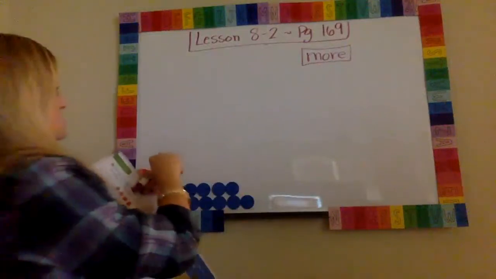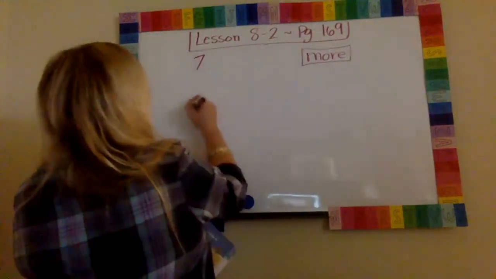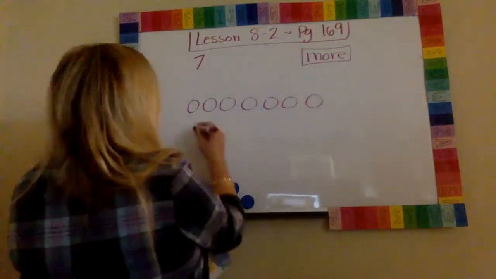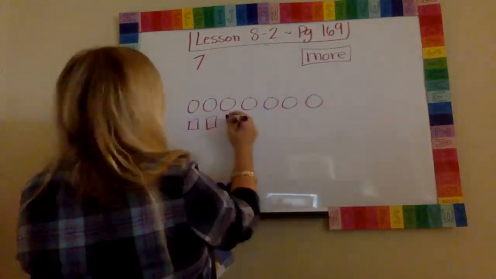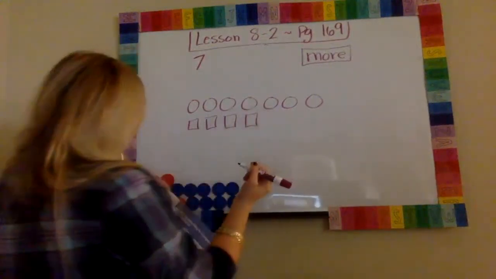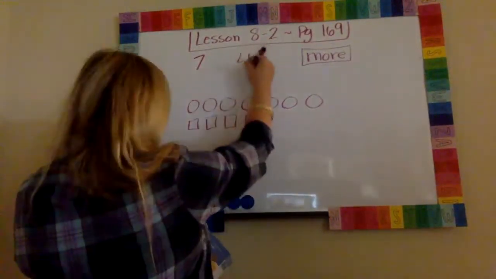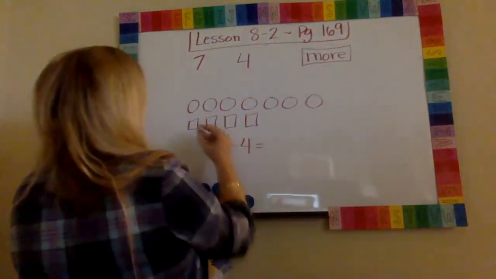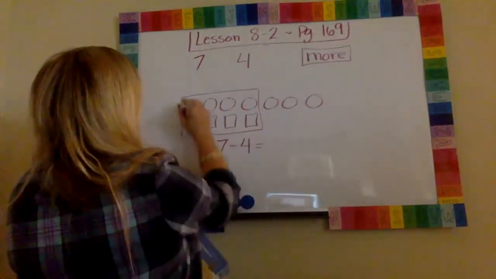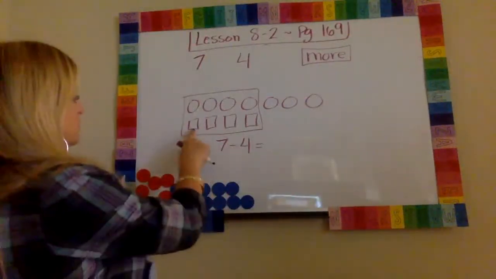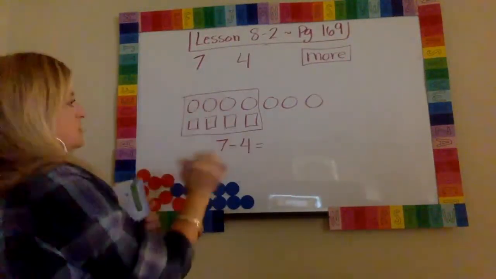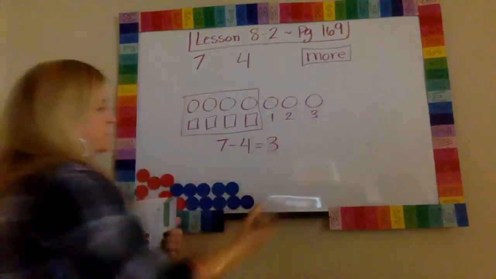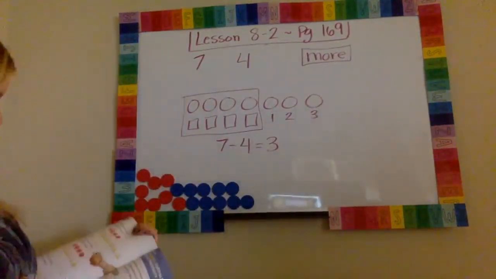Next page, moving right along. There are 7 cats. 1, 2, 3, 4, 5, 6, 7. There are 4 toys. 1, 2, 3, 4. So we're solving, and it says how many more are there? So 7 minus 4 equals, well, I can easily do this. Boom. Right? That's a double stacked. 1, 2, 3, 4, 4 plus 4. They each get 1. And then I count how many are missing. 1, 2, 3. 7 minus 4 is 3.